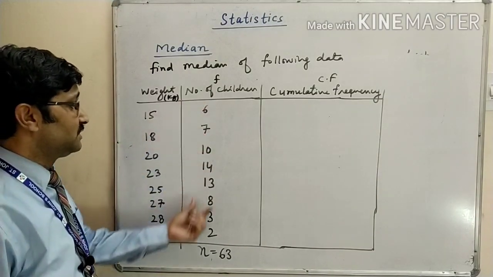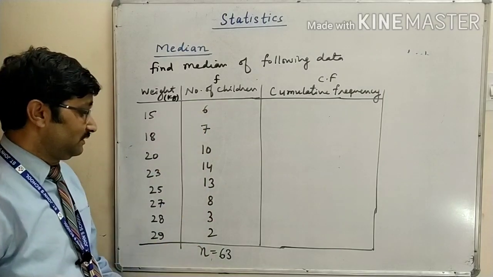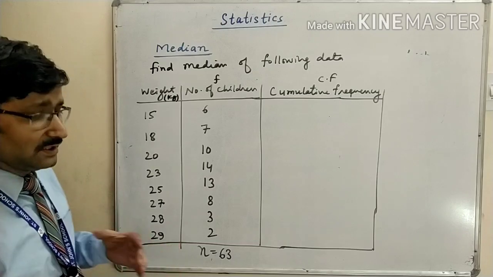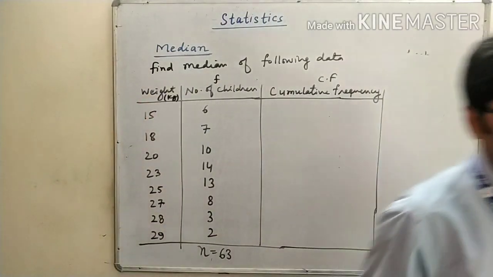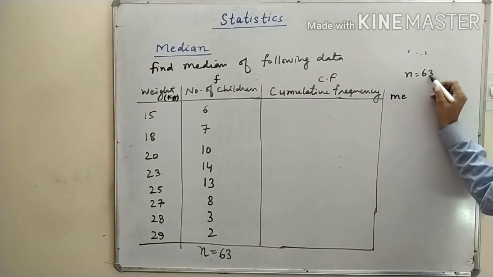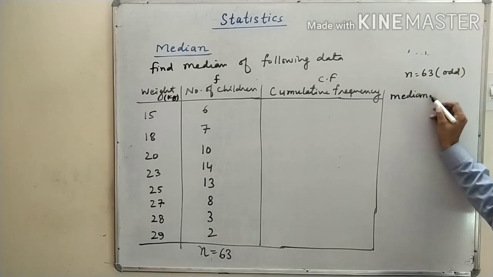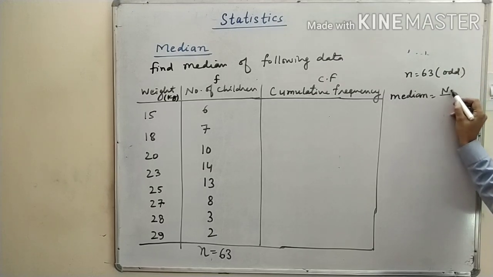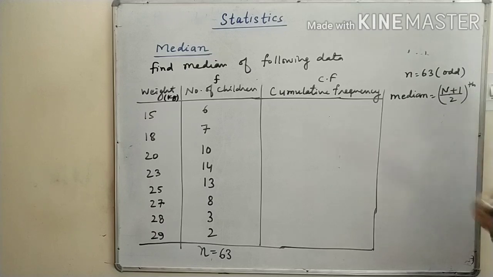The total number of children is 63; we add all of these and get 63. Now 63 is an odd number, and what is the formula for an odd number? Here n equals 63, which is odd, and for odd n the median is the (n plus 1) upon 2 th observation.